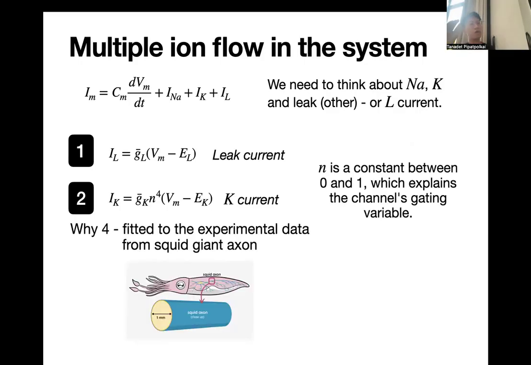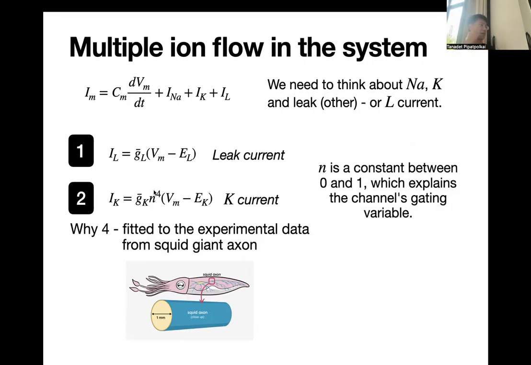And this 4 came from the fitting of the data. So by varying the E, you get different I, and then you have different N specific to each E. So you have a system with multiple simultaneous equations, and you try to fit different exponents, and the number that fits best is 4 from experimental data.